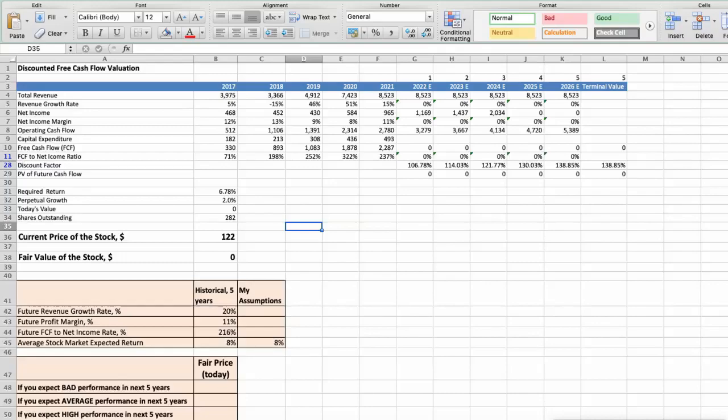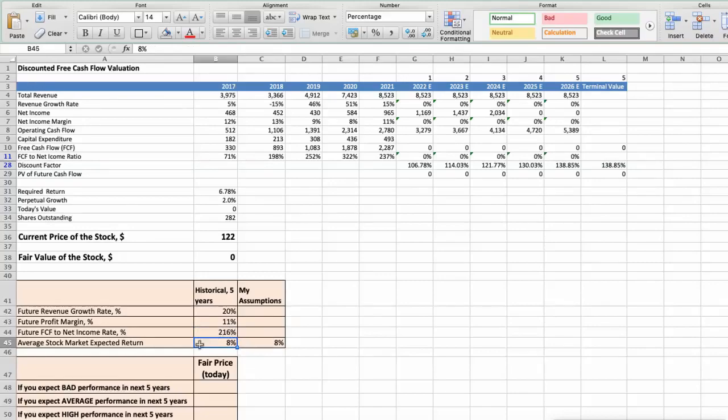We see that the average revenue growth rate of the stock has been around 20% per year for the last 5 years. The average profit margin of the stock has been around 11% per year for the last 5 years. Also, the average free cash flow to net income rate of the stock has been around 216% per year for the last 5 years. And we expect 8% per year average stock market return.